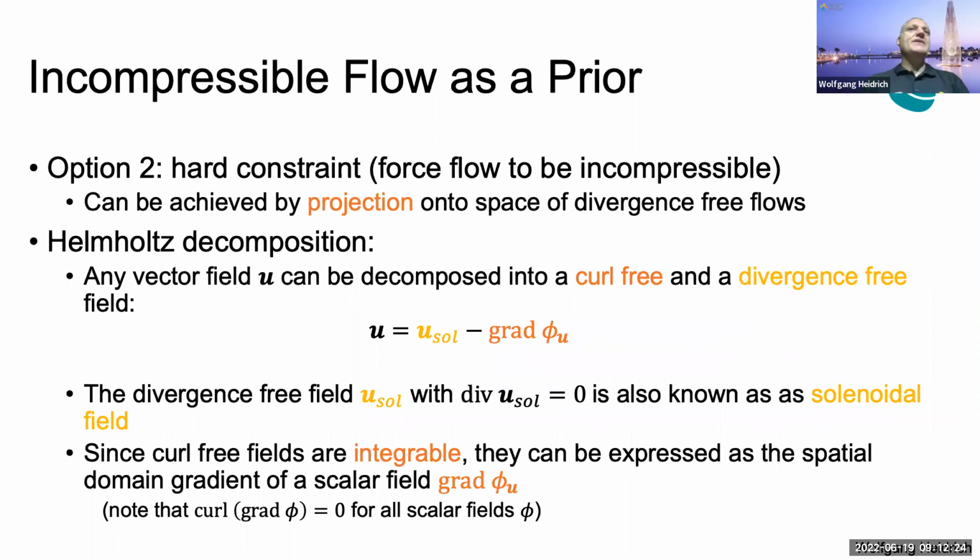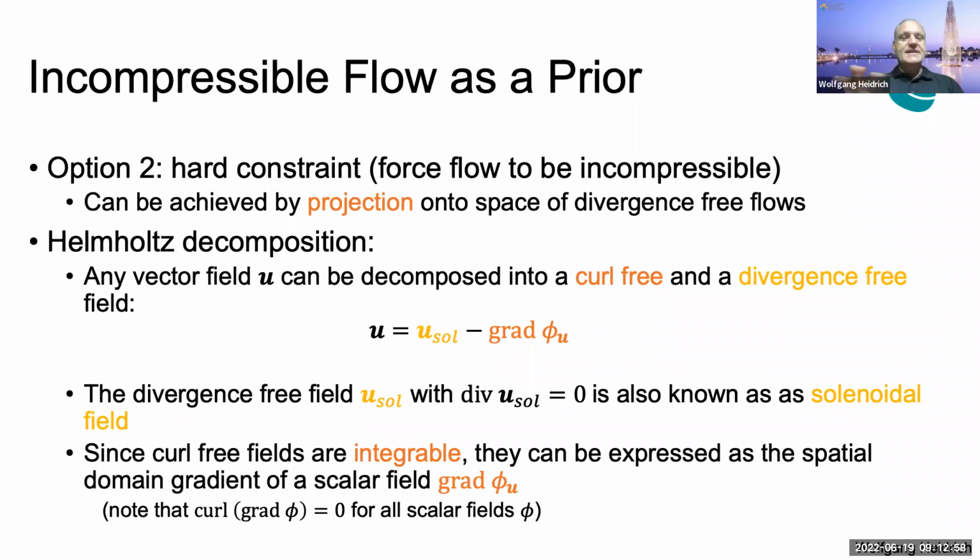However, there's also a way to actually use it as a hard constraint. And this approach is based on the so-called Helmholtz decomposition, which basically says that if you have any kind of vector field, you can decompose it into two parts: a solenoidal one, which is the divergence-free one, and a curl-free one.